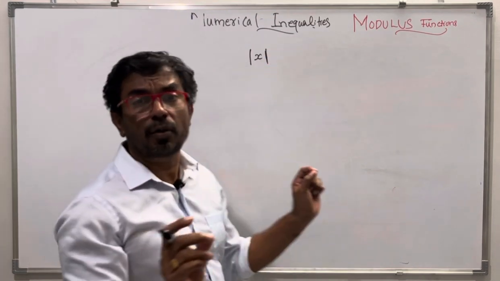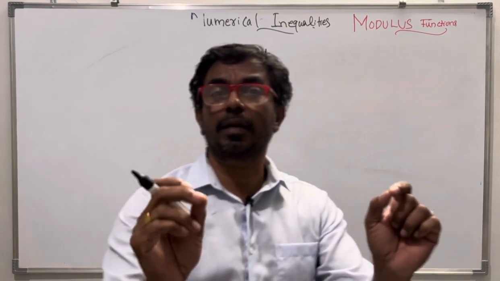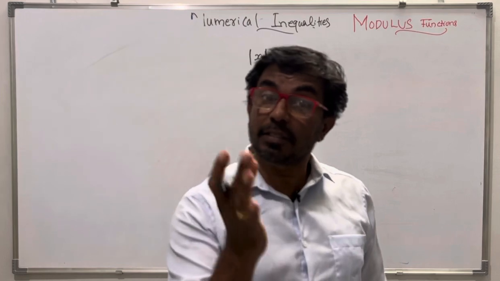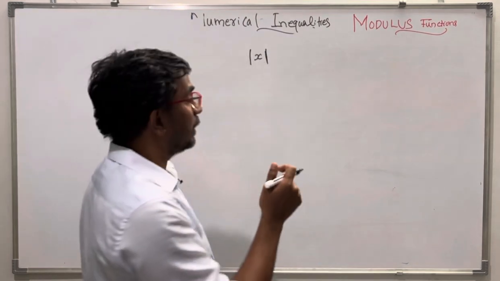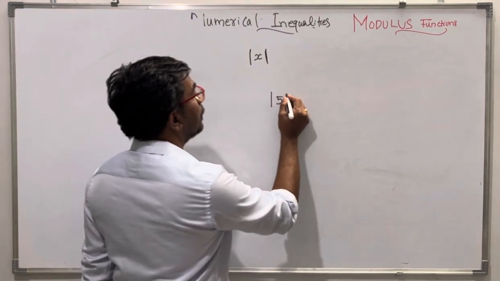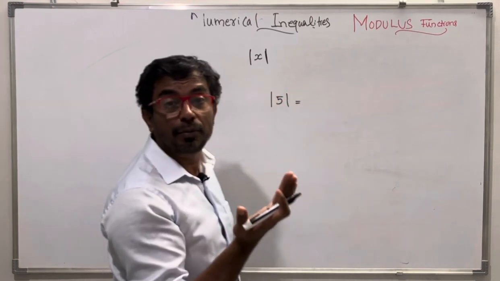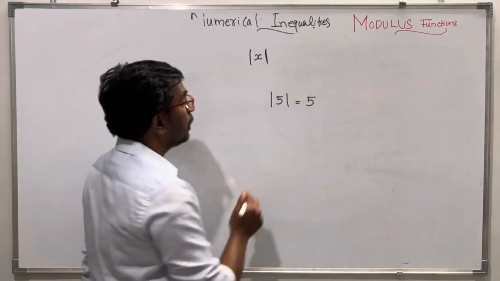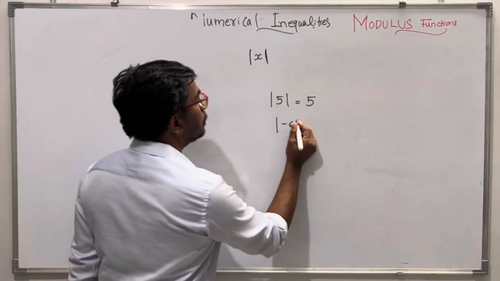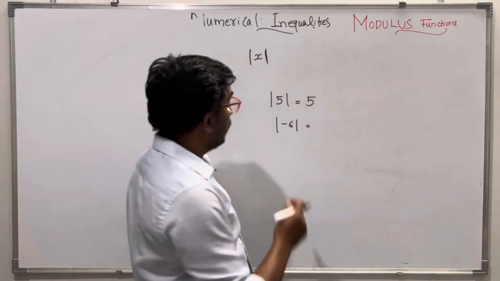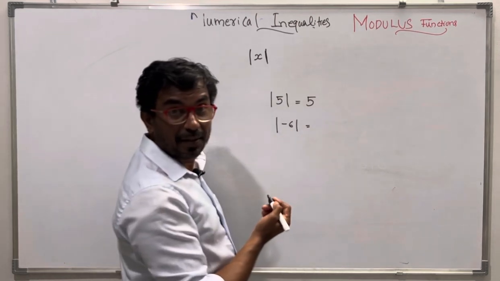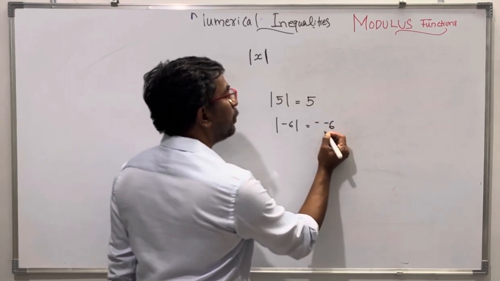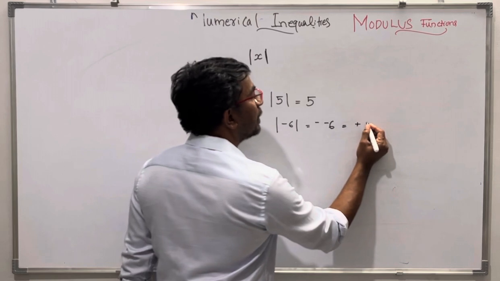The purpose of this modulus sign is to make the real number inside a positive value. If it is negative, you make it positive. I'll show with an example. If I have 5 here, you know 5 is already positive. So the modulus value or the absolute value of 5 is 5 only. If you have here minus 6, then it will become plus 6. How does plus 6 come? You assign one more minus sign so that it will become plus 6.